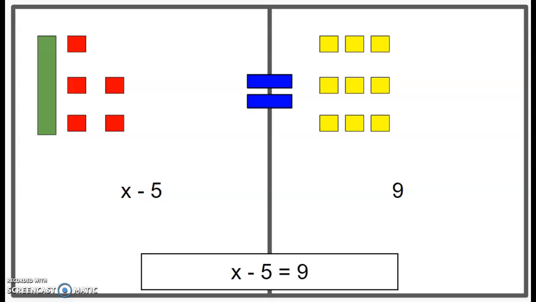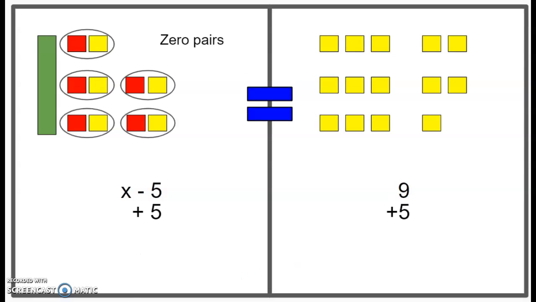All right, so now I need to isolate my variable. And in order to do that, I need to make what we call 0 pairs or do the inverse operation. So you're kind of doing them both. You're finding out what you started off with. You're doing a -5. So the inverse operation is add 5. When I add 5 of the yellow squares, I make 0 pairs, which means they cancel each other out because 5 minus 5 equals 0.